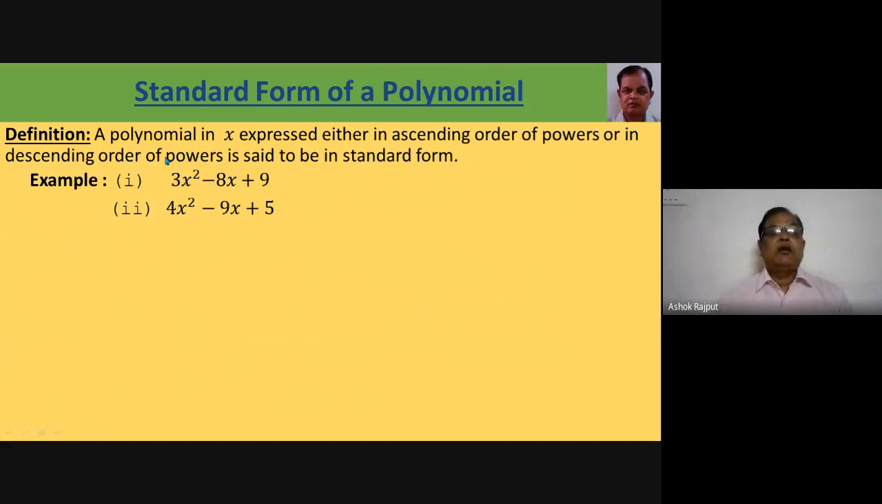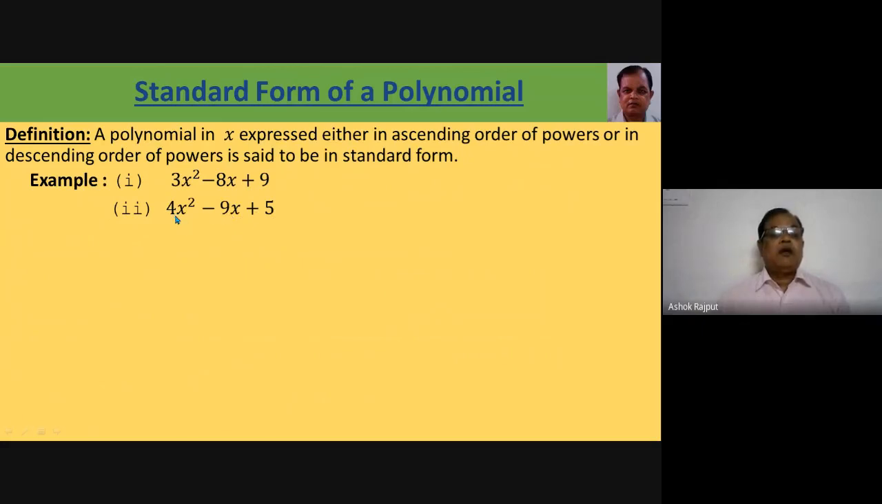First we write the polynomial, then we arrange the powers in ascending or descending order. There are two systems, ascending and descending. Mostly we arrange in descending form, but we can arrange in ascending also. As examples, the first one is 3x square minus 8x plus 9, and the next one is 4x square minus 9x plus 5.